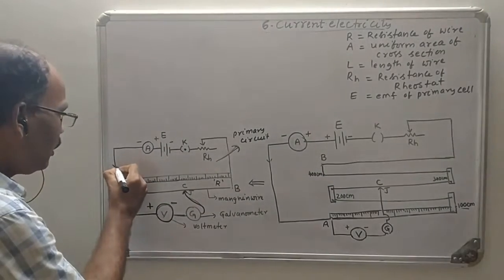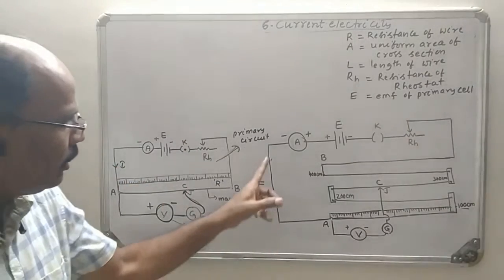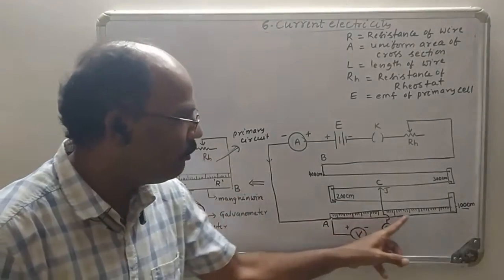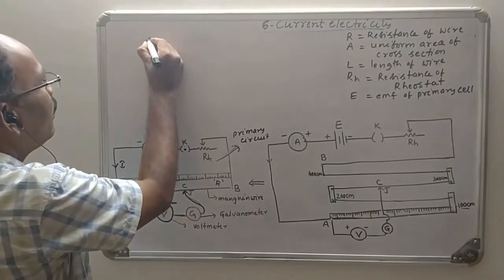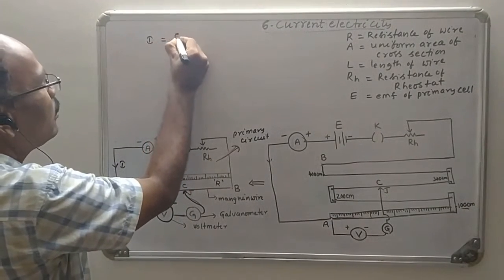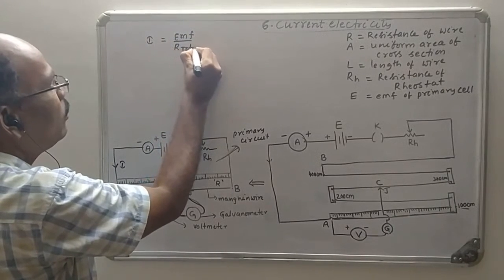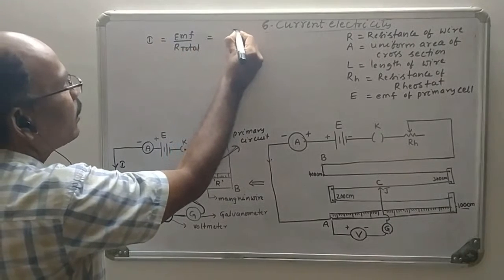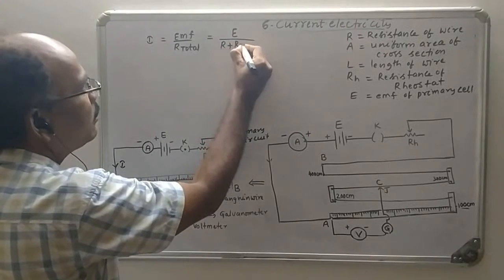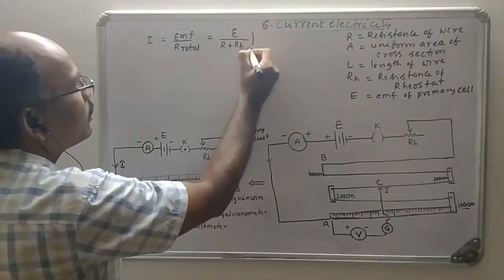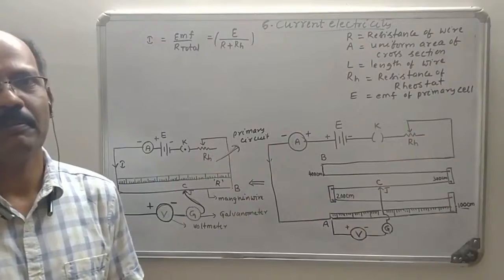As a result, the current I passes along the manganese wire AB. Then the current I can be written as EMF by R total, according to Ohm's law. What is EMF? That is nothing but E by the total resistance, R plus RH, where RH is the rheostat. This is the value of current passing along the potentiometer wire.